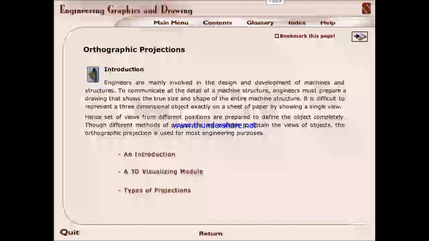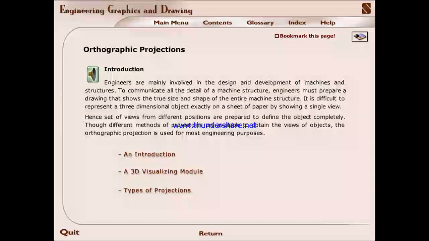Now let us discuss the introduction to orthographic projections. Engineers are mainly involved in the design and development of machines and structures. To communicate all the details of a machine structure, engineers must prepare a drawing that shows the true size and shape of the entire machine structure.